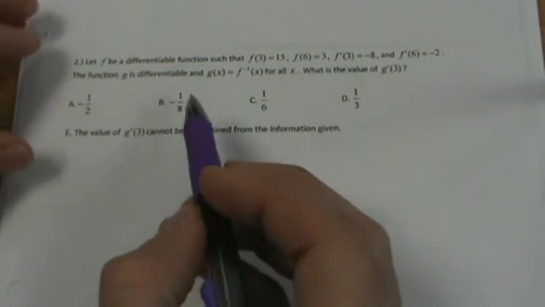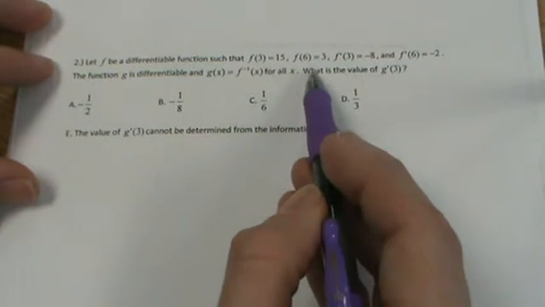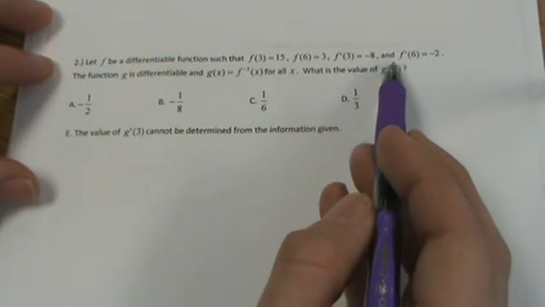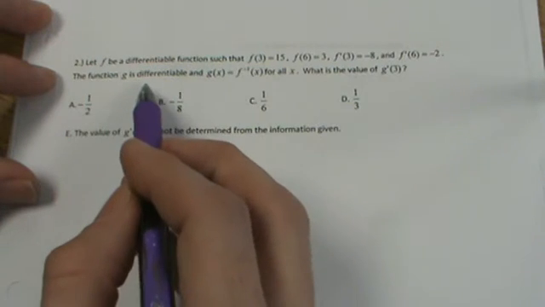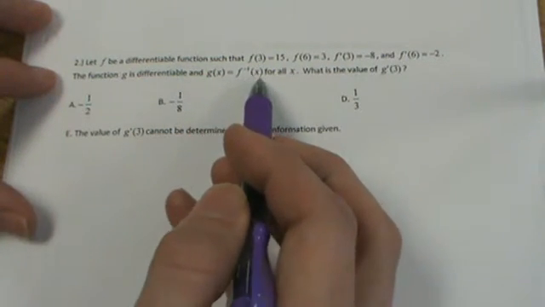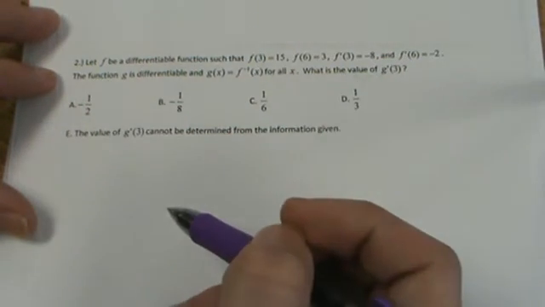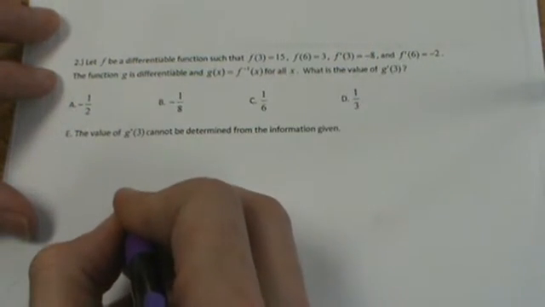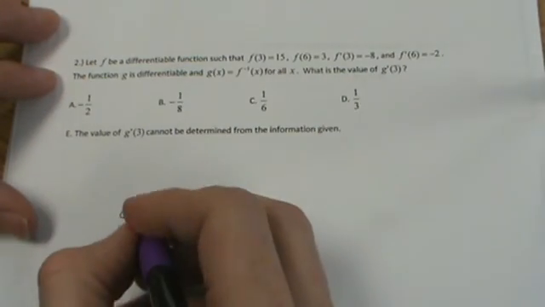Okay, let f be a differentiable function so that f of 3 equals 15, f of 6 equals 3, f prime of 3 equals -8, and f prime of 6 equals -2. The function g is differentiable, and g of x equals the inverse of f of x for all of x. What is the value of g prime of 3? Well, that means we need to figure out our corresponding point first, and then look at f, because we have a whole bunch of values of f here.